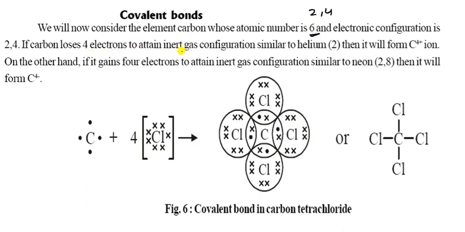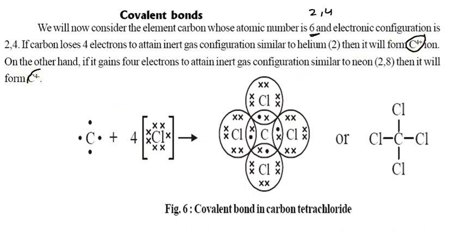So let us see the next one. So this one is the covalent bond. Now we will consider the element carbon whose atomic number is 6 and electronic configuration is 2,4. If carbon loses 4 electrons to attain inert gas configuration similar to helium, 2, then it will be C4+ ions. It forms C4+ ions.